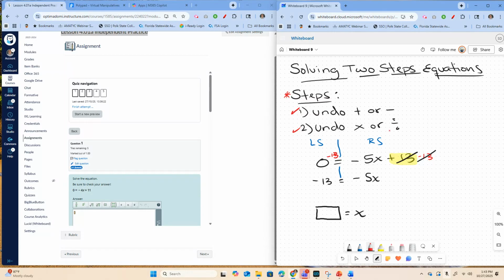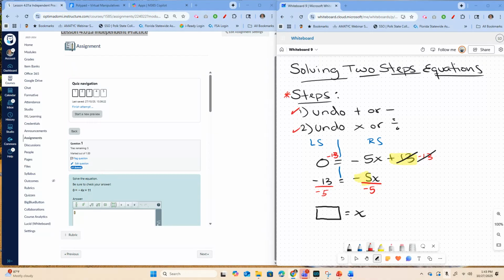Now we're going to step number 2. Undo any multiplication or division. Every time you see a number attached to a letter, that's multiplying. The opposite of multiplying by negative 5 is to divide by negative 5. But in algebra, we do not write divisions with the line and two dots. We write it with the fraction bar. So that means divided by negative 5, because that's the number I'm multiplying the x by. Whatever you do on one side, you do on the other.